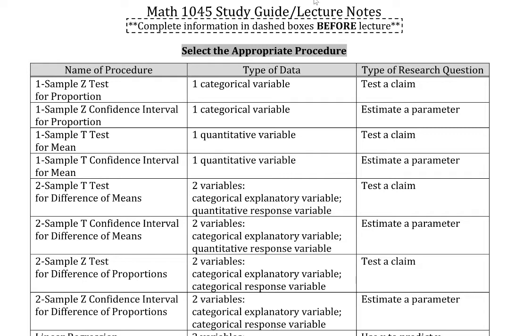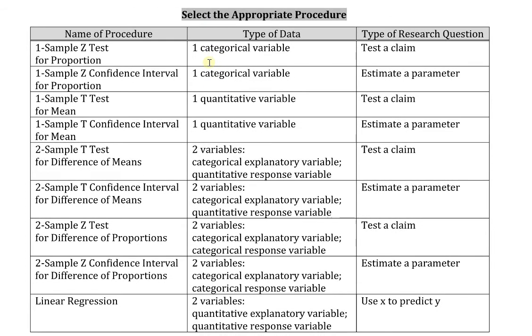In this lecture, we would like to summarize some of the procedures we have used in our class. We have used procedures to estimate parameters, test claims, and make predictions. An important skill for us is to know when to apply each procedure. In this first table, we are presented with each procedure, the type of data it would apply to, and the type of research question we may wish to ask.